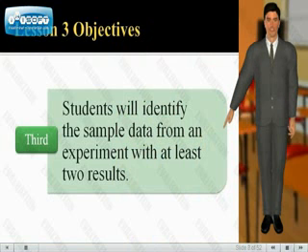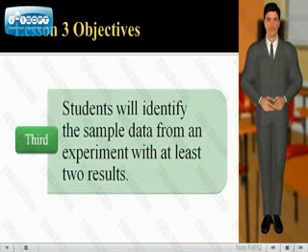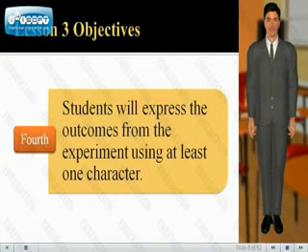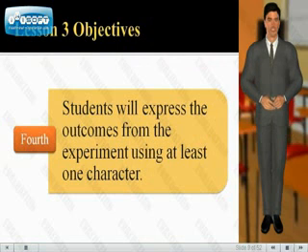In the third objective, you will identify the sample data from an experiment with at least 2 results. And we'll get more into it as we go through the lesson. The fourth objective, you will be able to express the outcomes from the experiment using at least one character or number or some type of alphanumeric value. We will cover this more in detail as we go through the lesson.